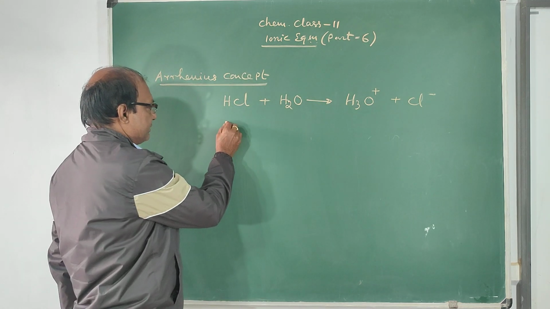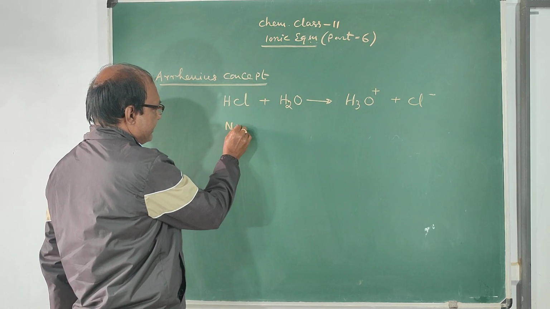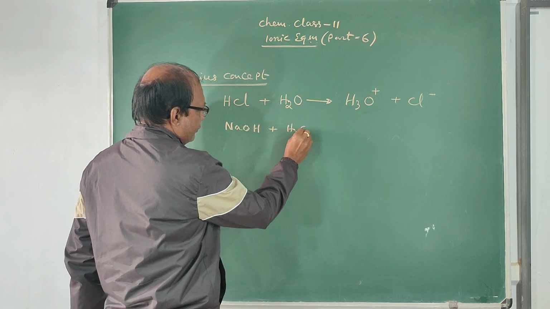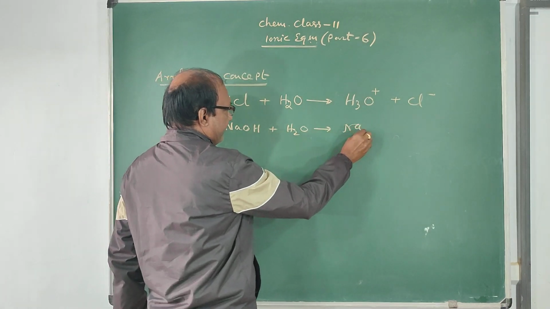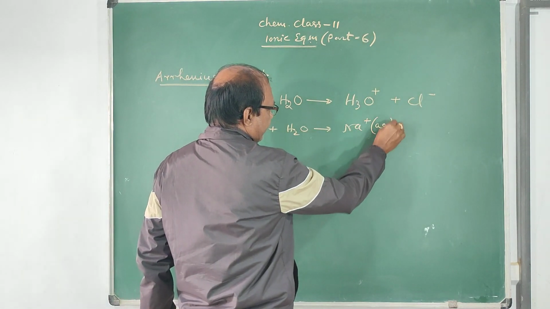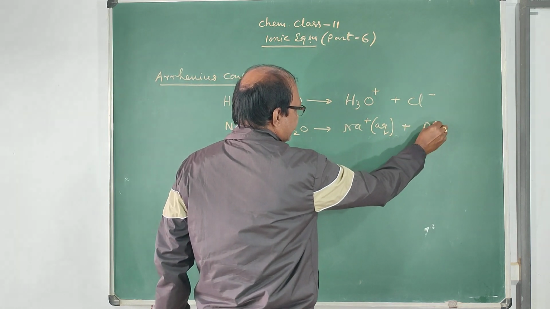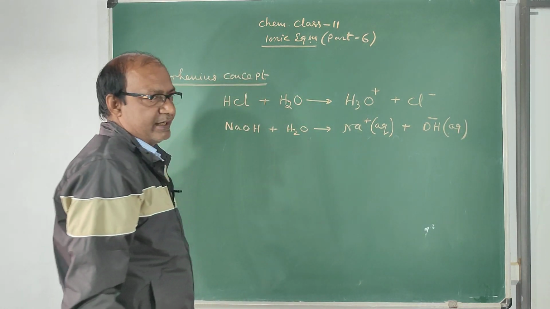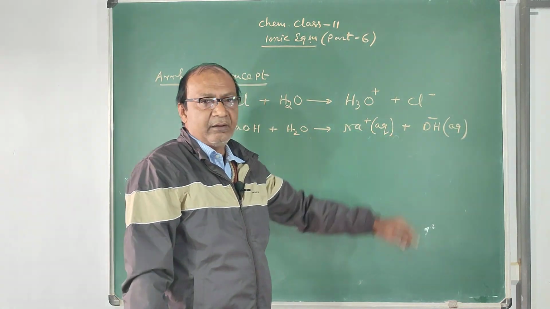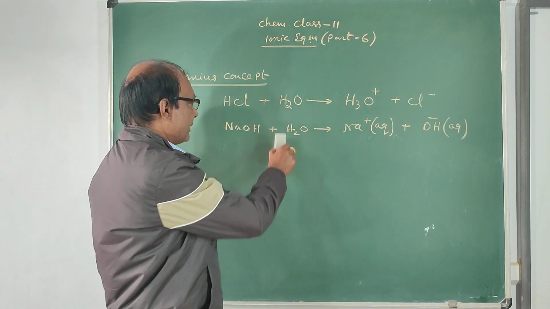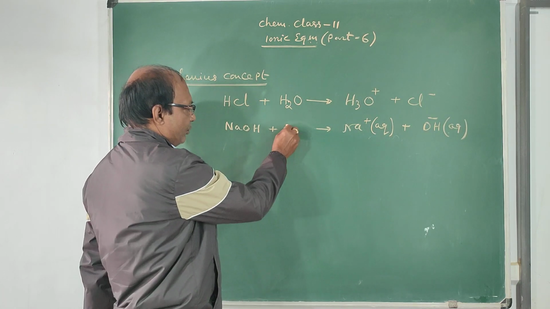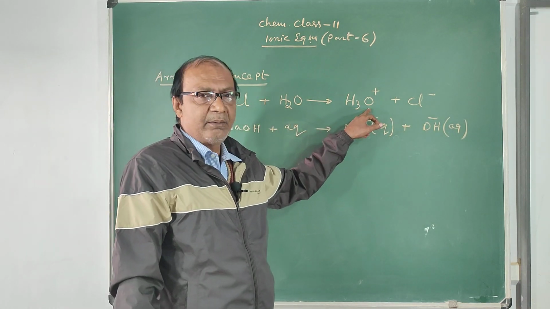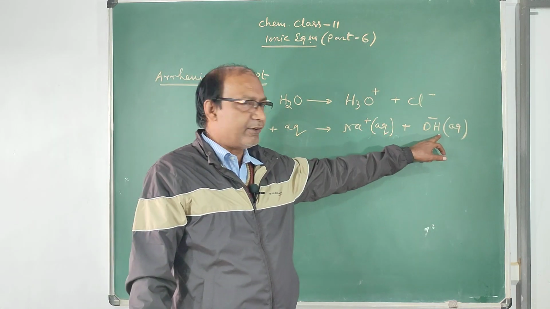And base is a substance, supposing this is a base, NaOH plus water, H2O, gives Na+ aqueous plus OH- aqueous. Base is a substance which furnishes hydroxyl ion in aqueous medium. Here you can write, in place of water, Aq, in aqueous medium. So this is acid, it furnishes hydronium ion. This is base, it furnishes hydroxyl ion.